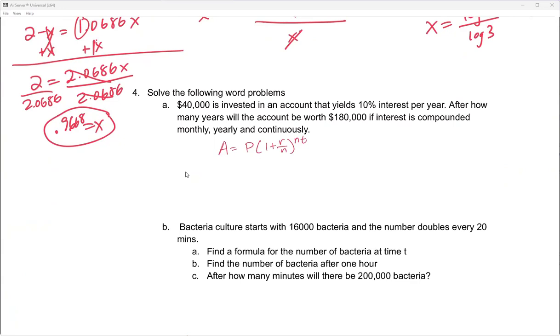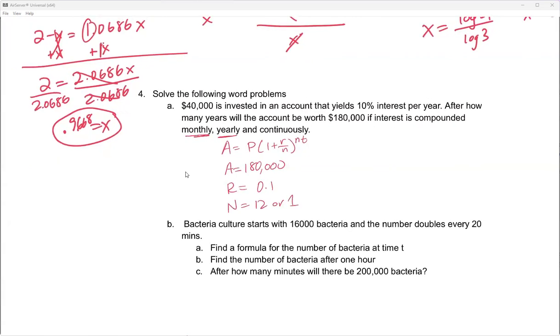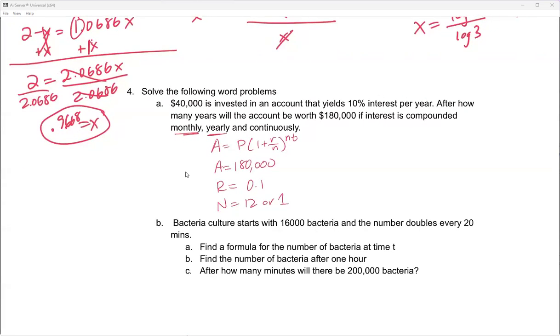Okay, so what we're trying to do is find the T. We already have the A of 180. The R is 10%, so 0.1. The N depends on whether you're doing it monthly or yearly. So it's either 12 or 1. If it's monthly, it's 12. If it's yearly, it's 1. We'll talk about continuous in a little bit. And we're looking for the T.